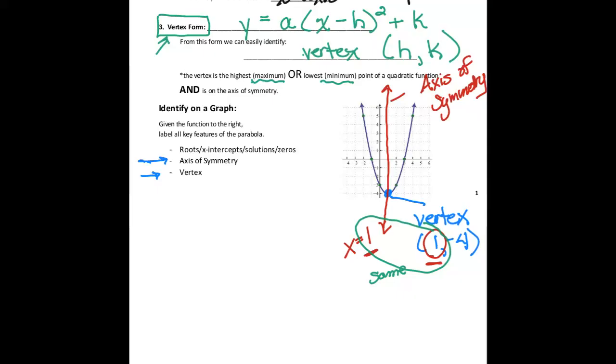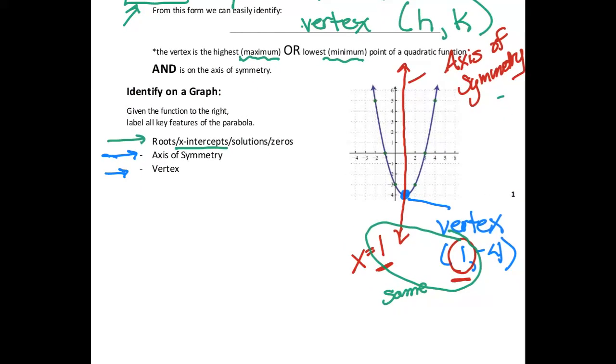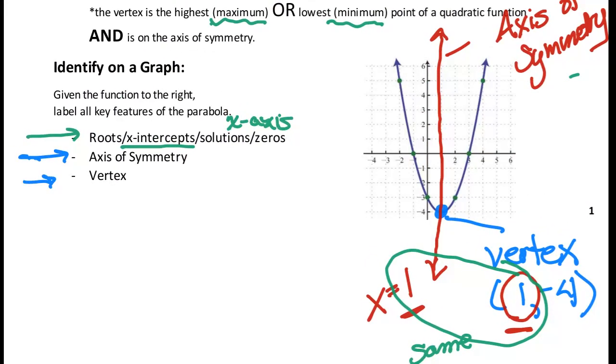All right, so now let's take a look at our roots. Our x-intercepts, our solutions, or zeros. They're all different names for the same thing. And we can find those on the x-axis. So take your pen, your pencil, whatever you have, your finger. You're going along, and here, that is an x-intercept. Okay, keep going to the other side. That is an x-intercept. All right.